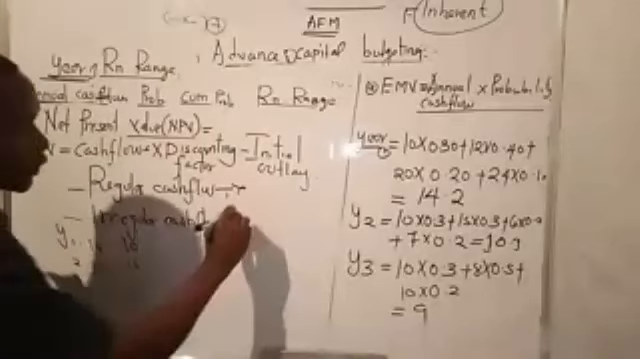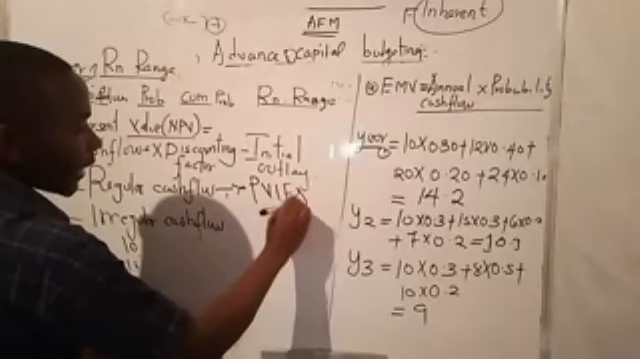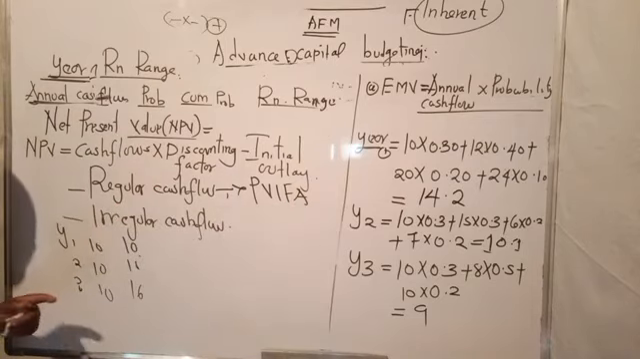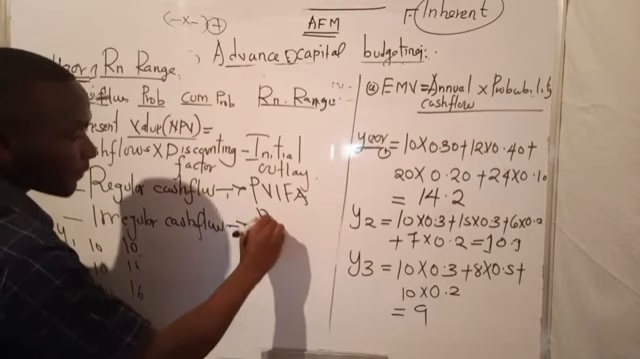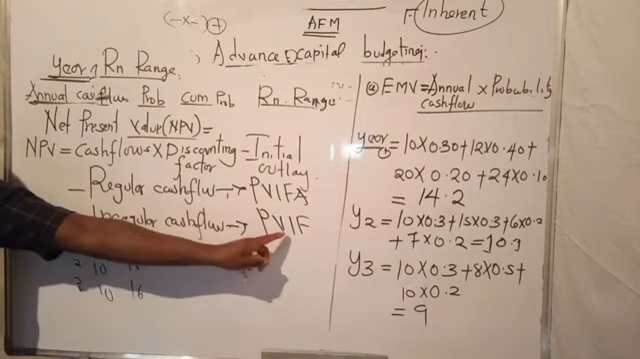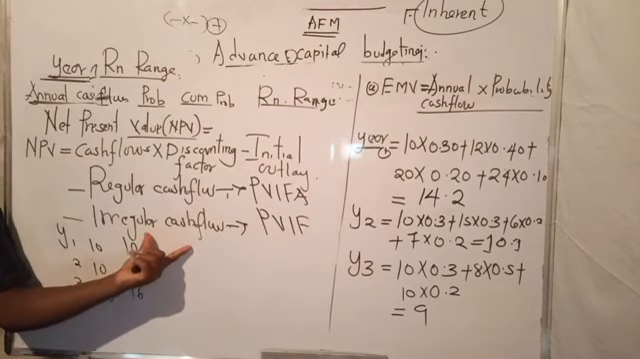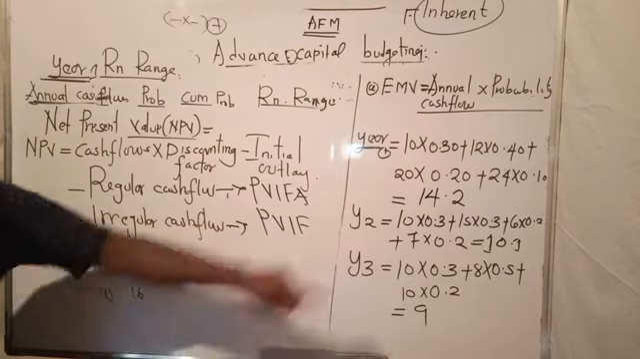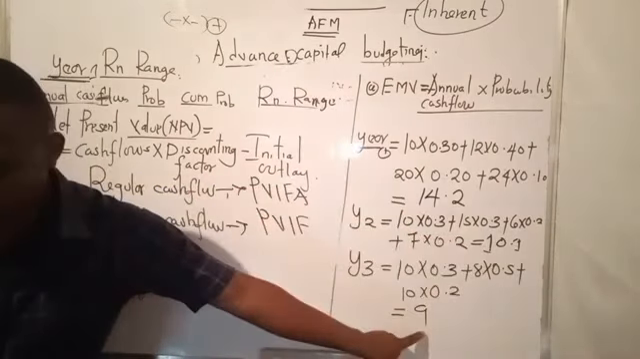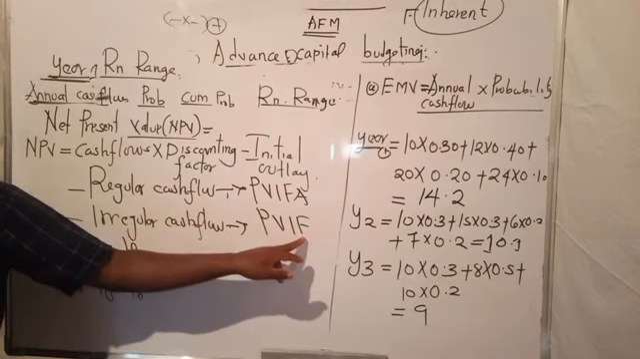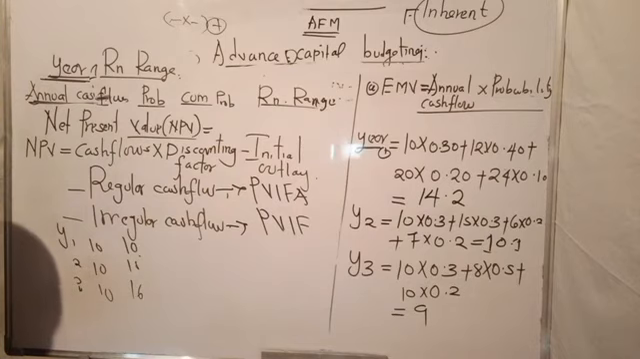For regular cash flows we have the present value interest factor annuity. For irregular cash flows we have the present value interest factor. In our question we have irregular cash flows: 14, 10, and 9. So we use the present value interest factor. I hope you have got that concept. Make sure you write it down so that you don't forget.